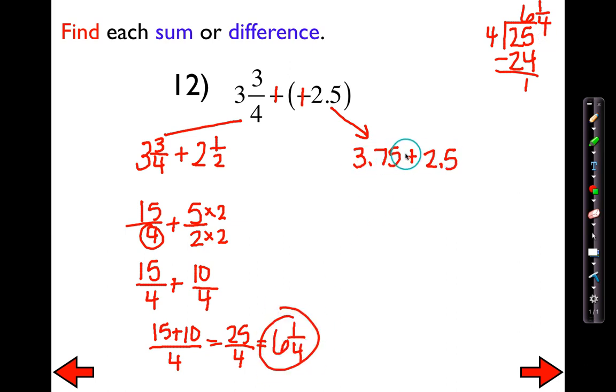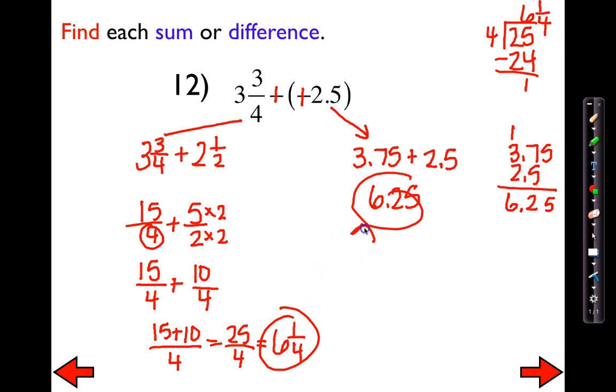Now you could have done the decimal route as well. I'm going to go ahead and just add them together. 3 and 75 hundredths with 2 and 5 tenths. 1 plus 3 plus 2 is 6. So this is 6 and 25 hundredths. Guess what? These are equivalent because, again, you can read this as 6 and 1/4. What's 6 and 1/4? $6.25 when you refer to it as money. They're exactly the same. Now, is there a preference?